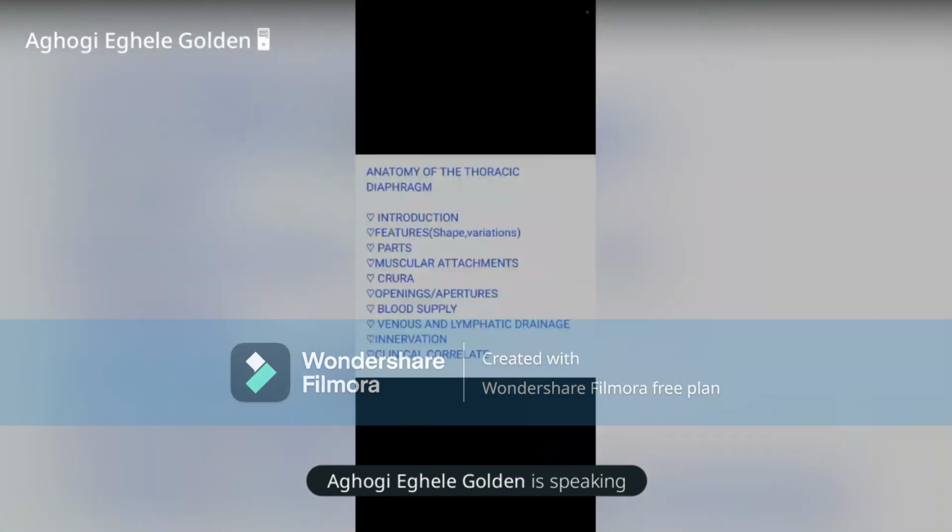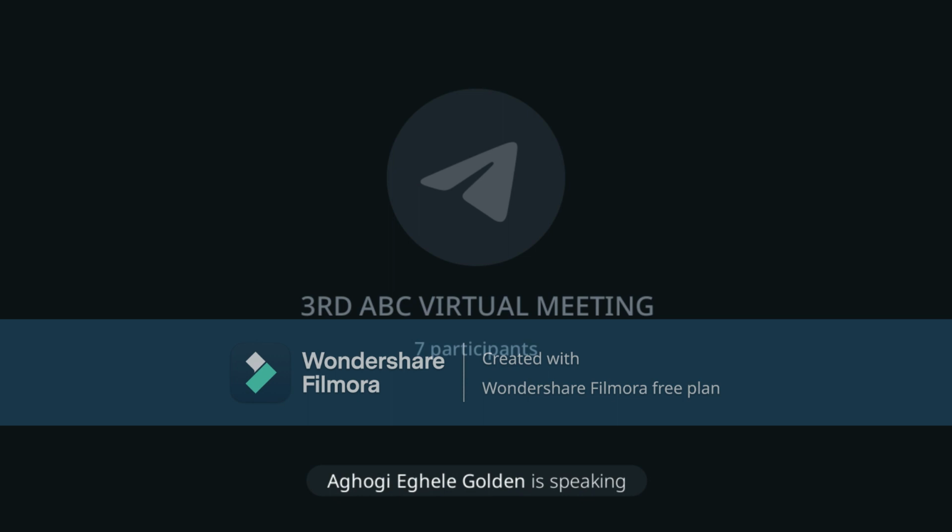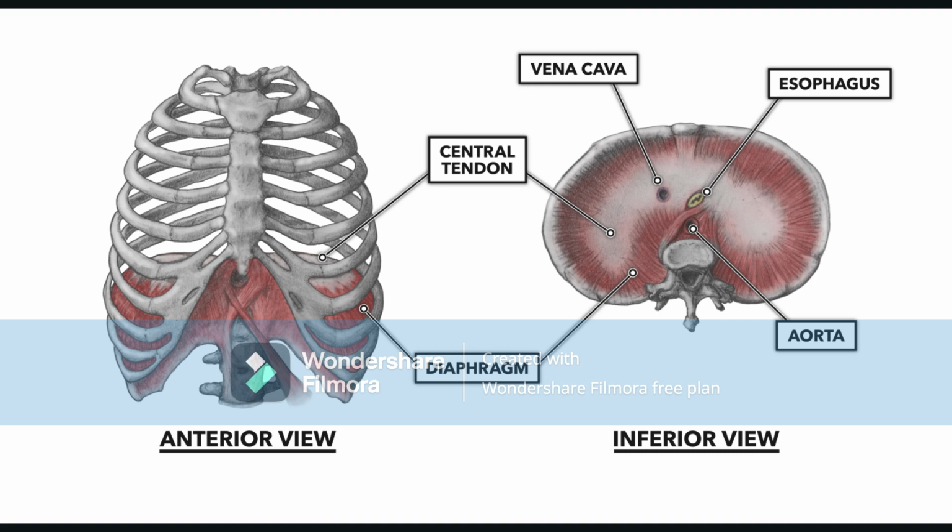So let's quickly move on to the parts of the diaphragm. The diaphragm has the central tendon and the peripheral parts. The central tendon of the diaphragm has no bony attachment. It's the mobile part of the diaphragm and is completely divided into three leaves: the right, the middle, and the left leaf. The second part is the peripheral part, which is the part close to the edge. This part is fixed to the inferior margin of the thoracic cage and the superior lumbar vertebra. So just the central tendon of the diaphragm is the mobile part.